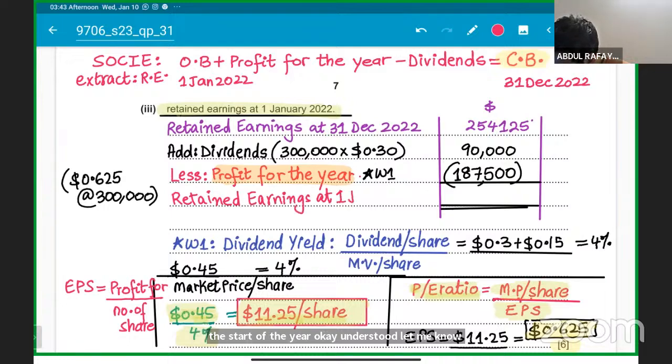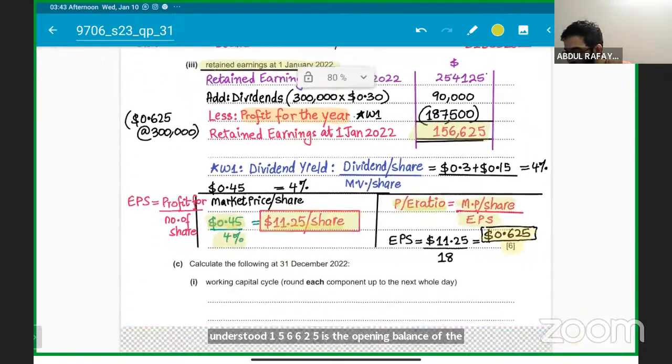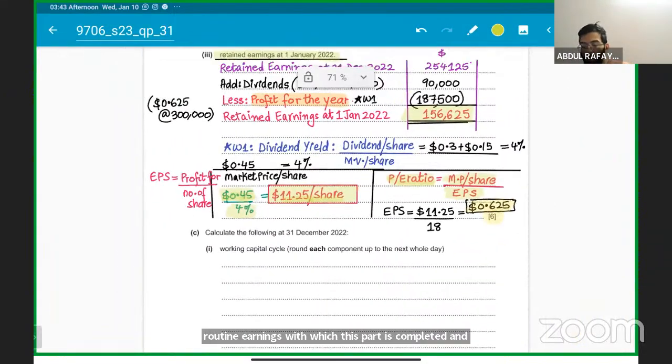Retained earnings at 1st Jan 2022 will be 254,125 plus 90,000 minus 187,500. So I'm getting this as 156,625. That is the opening balance. 156,625 is the opening balance of the retained earnings, with which this part is completed. And now we have half of the question, that is 12 marks we have got. Everyone clear?